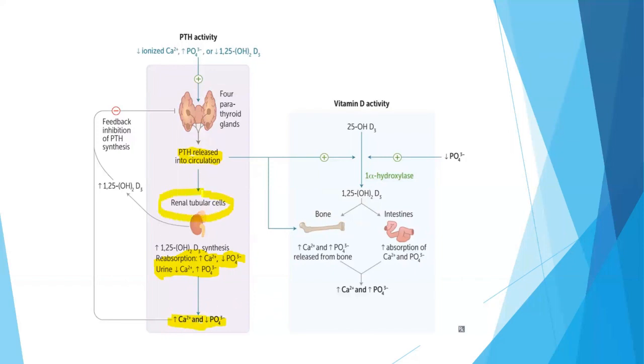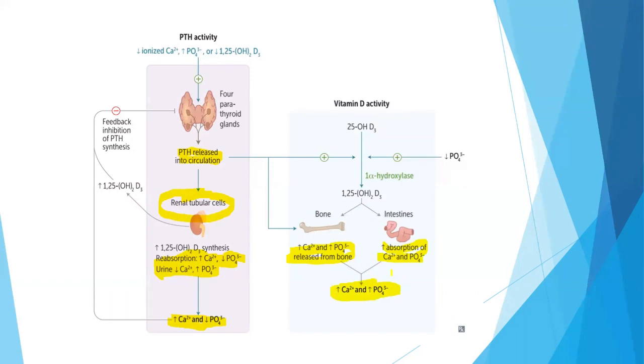Now, the PTH also has action on the vitamin D activity. Now, it activates the vitamin D, and this vitamin D will act on the bone, which will increase the calcium and increase the phosphate released from bone. So, this will lead to the bone resorption, leading to the increased calcium and increased phosphate in the blood. Also, it acts on the intestine to increase the absorption of calcium and phosphate. So there is increased calcium and phosphate by its action on the vitamin D3.